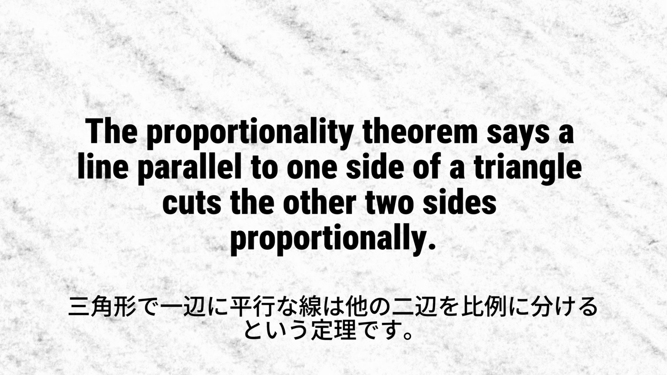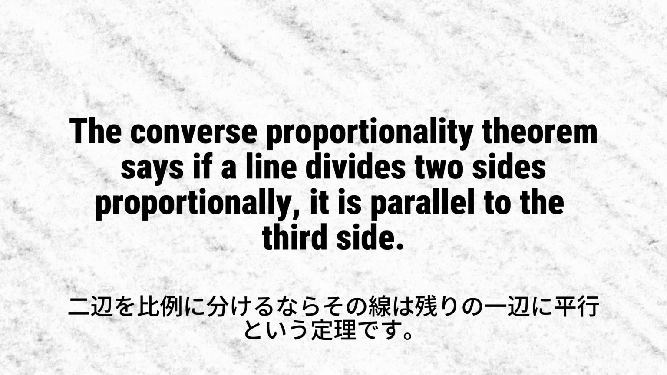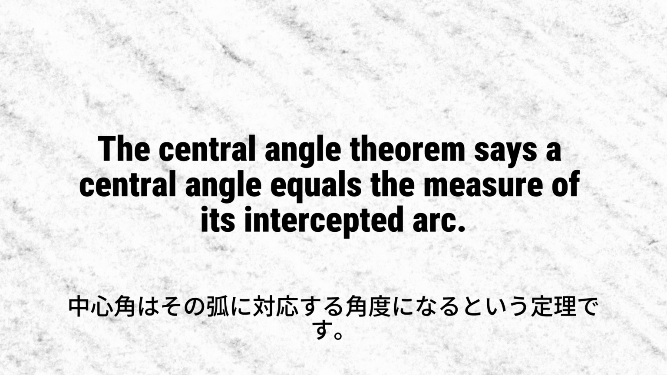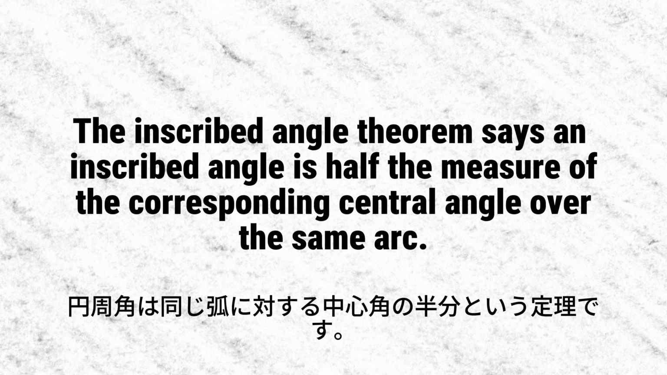The proportionality theorem says a line parallel to one side of a triangle cuts the other two sides proportionally. The converse proportionality theorem says if a line divides two sides proportionally, it is parallel to the third side. The central angle theorem says a central angle equals the measure of its intercepted arc. The inscribed angle theorem says an inscribed angle is half the measure of the corresponding central angle over the same arc.